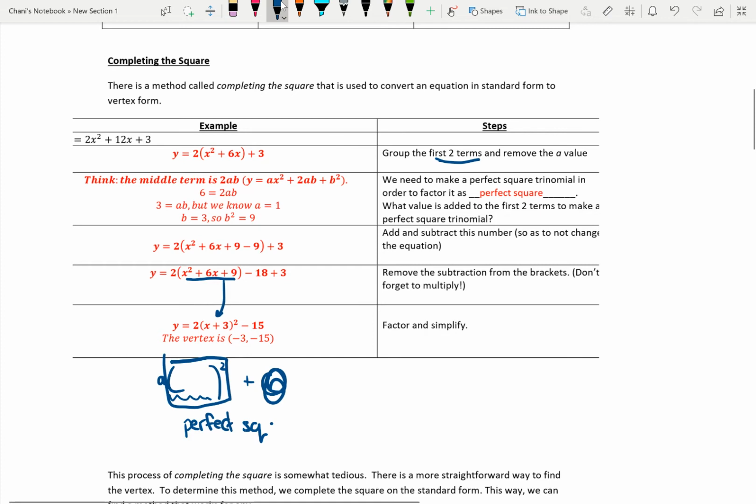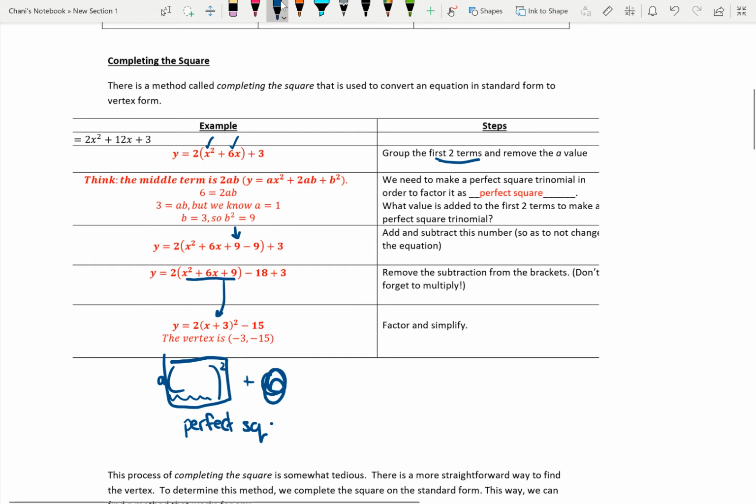Okay, so we need now to create a perfect square trinomial, which means we need a constant here that will use this guy and this guy as the a and the b in the perfect square trinomial. So think about it. 6 is 2ab, right, in a perfect square trinomial. So if we divide both sides by 2, you get 3 as ab. But we know that a is 1, since there's nothing in front of it there. So we know that b is 3. So then we square b to get 9.